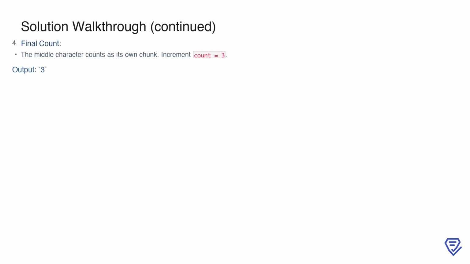Finally, the middle character itself is treated as its own individual chunk since it cannot be paired with any other character. This is an important aspect of the algorithm to ensure that every part of the string is accounted for. We increment count one last time, bringing the total to 3. This value is returned as the result, representing the total number of palindrome chunks in the string.